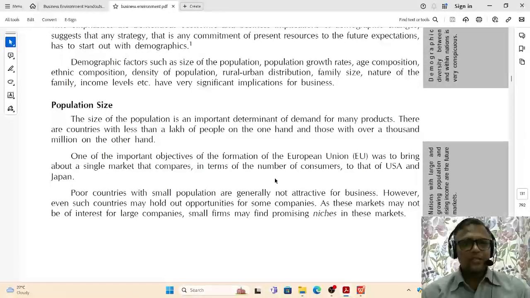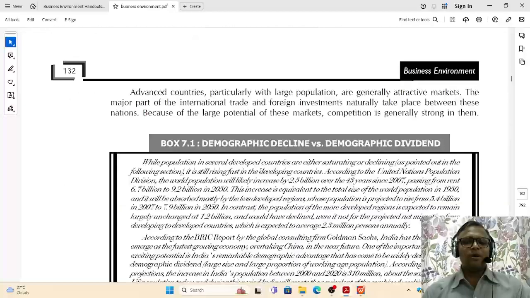There are countries with less than a lakh of people on one end, and those which have thousand millions on the other end. One of the important objectives of the formation of the European Union was to bring about a single market that compares in terms of the number of consumers to that of the USA and Japan. Thus, poor countries with small populations are generally not attractive for businesses. However, even such countries may afford opportunities for some companies, as these markets may not be of interest for the large companies. And many small firms may find a promising niche in these markets.